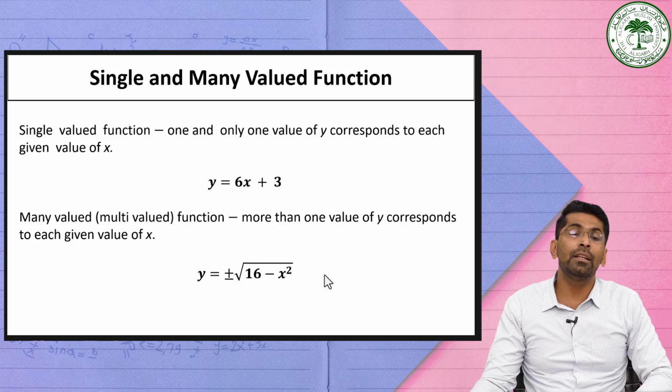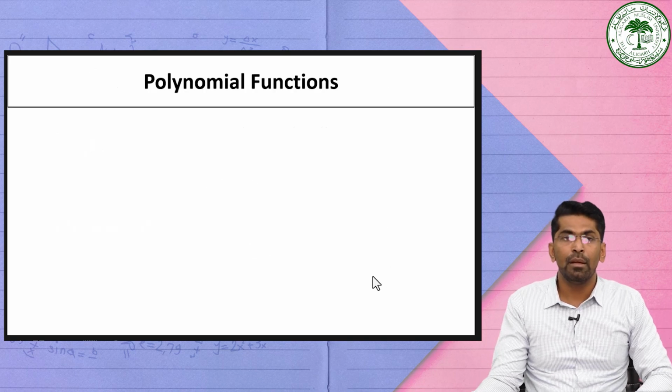So this is a characteristic of a many valued function. For each and every x value, there will be two output values. So this is the many valued function.